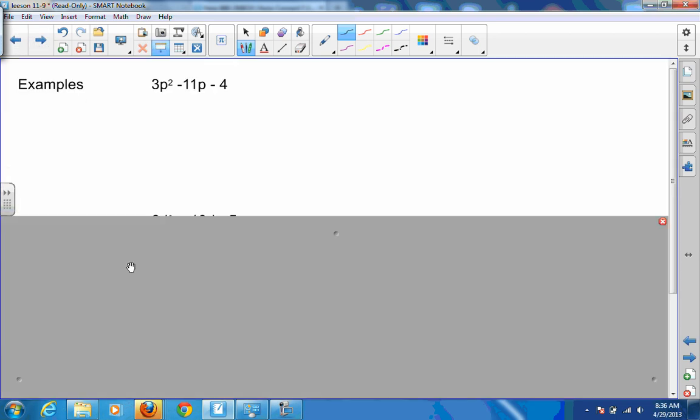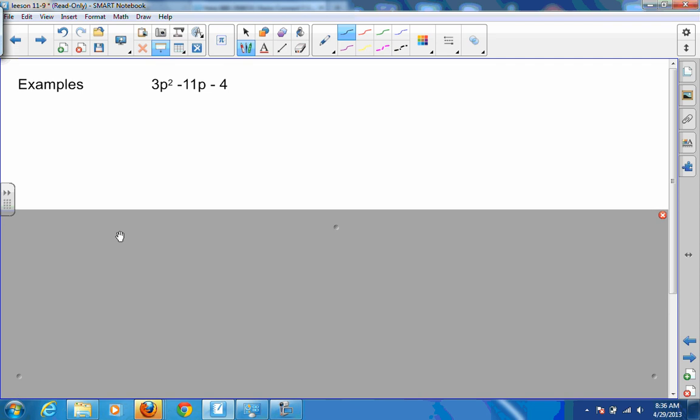Let's look at this guy, okay? 3p squared minus 11p minus 4, all right? So again, multiply the first and last terms together, and we get negative 12. Now we need to look for factors of negative 12 that are going to add up to negative 11, okay? So my factors are 1 and 12. And if I'm looking at that, is there a way that I can get a negative 11?